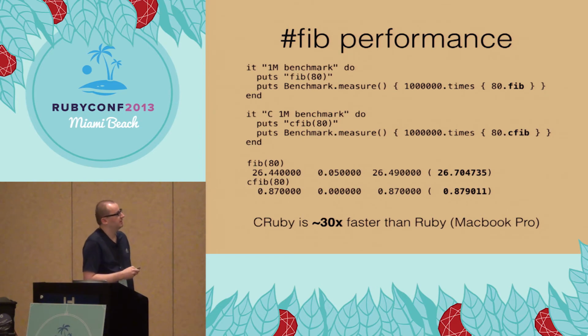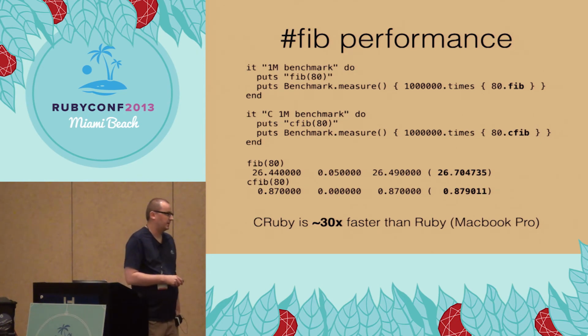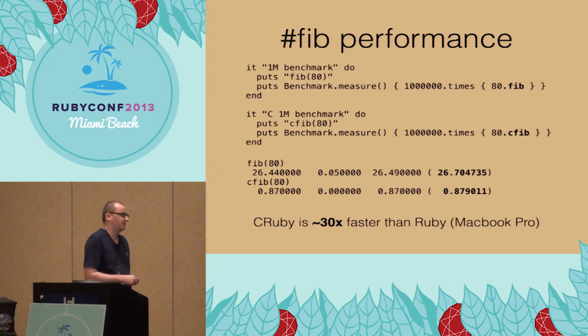So for example, this is a simple, trivial benchmark of running fib80 a million times, right? We run both of them directly from Ruby, and the Ruby implementation takes 26 seconds, and the C implementation takes less than a second. So roughly we are 30 times faster. And this is really trivial. And remember that we actually compiled Ruby without any optimization. So if you would bump optimization to 3, for example, you would probably get even better performance.